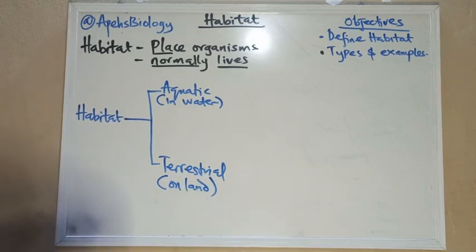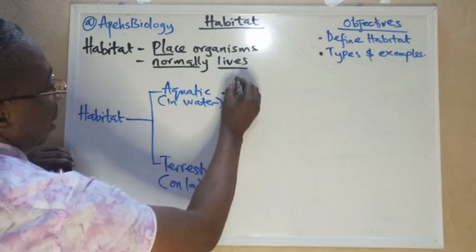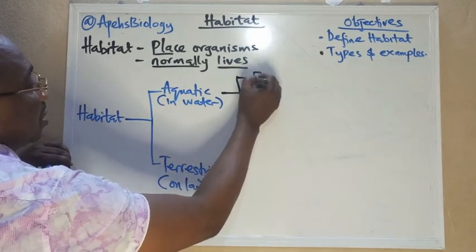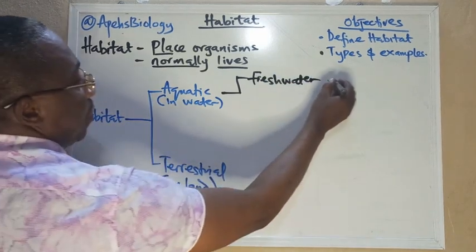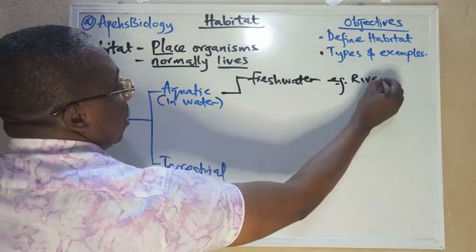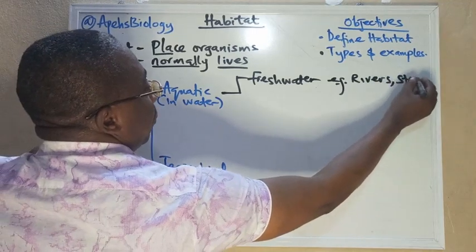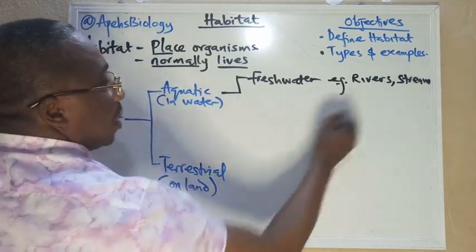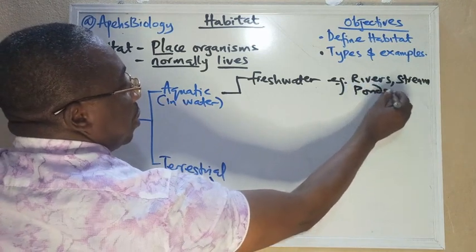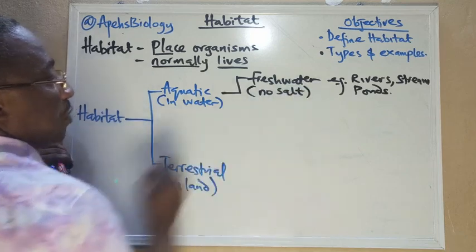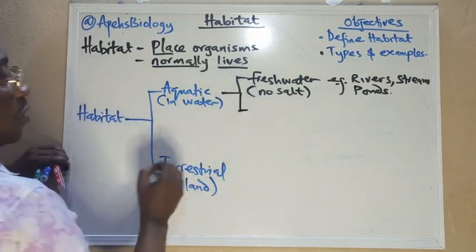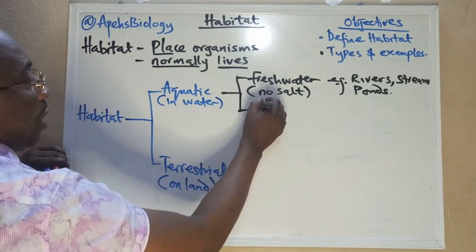And the habitats that are aquatic, we can break them down into different categories. The aquatic habitats can also be known as fresh water. The examples are rivers and streams, and then we will have ponds. For this one, there's no salt in them. Take note of that.